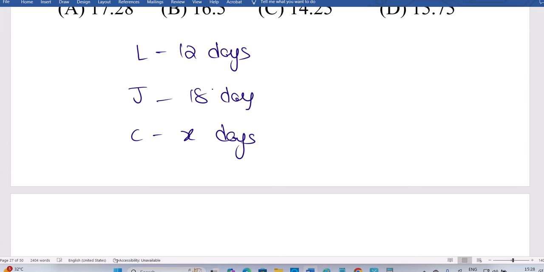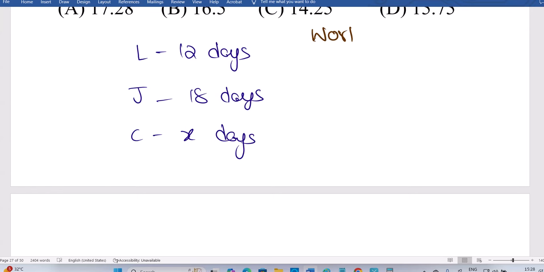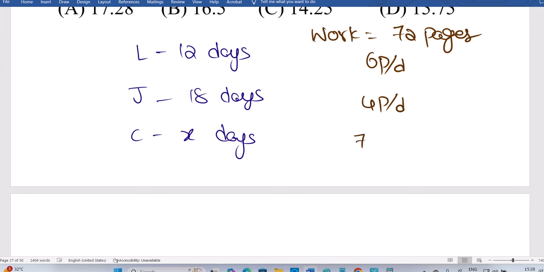Fine. Now I'll fix the work. Work is not given in the question, so we can fix the work. Work can be taken as 72 pages, I am assuming, which is a common multiple of 12 and 18. We are fixing some value which is easy for calculation. You can take work as 1 page also. So 72 pages in 12 days means 6 pages per day. 72 pages in 18 days means 4 pages per day. Right. This guy is 72 divided by x pages per day. As x is unknown, we are typing 72 divided by x pages per day.